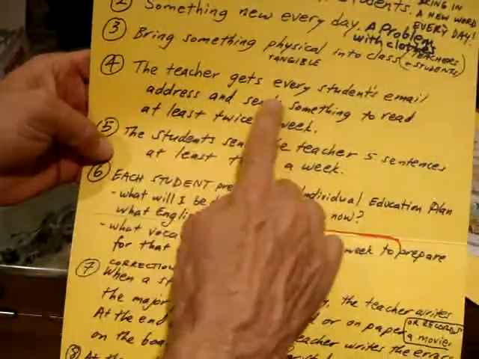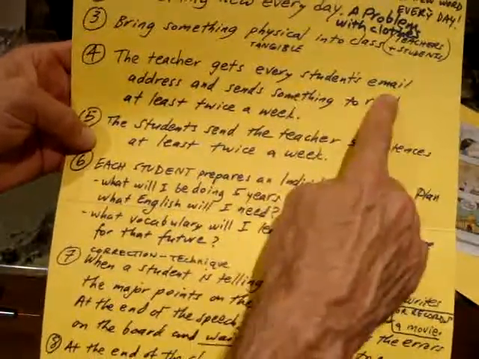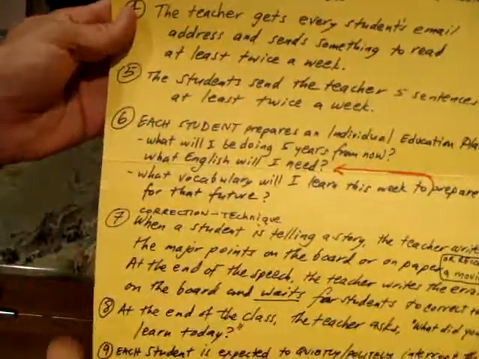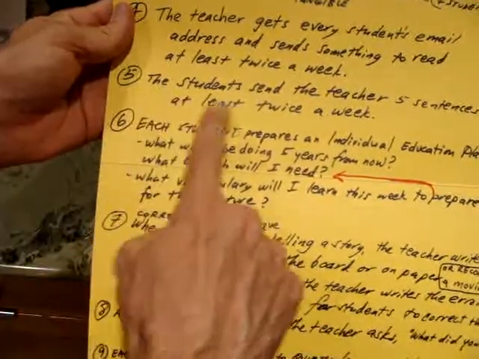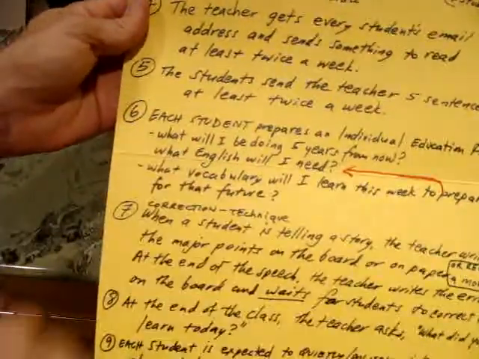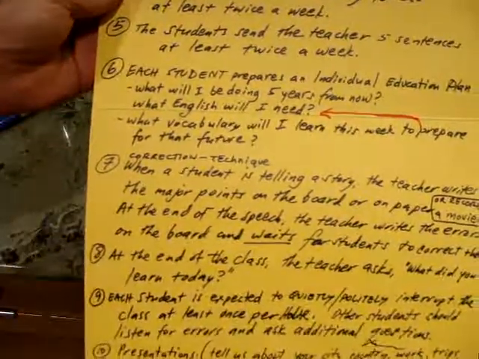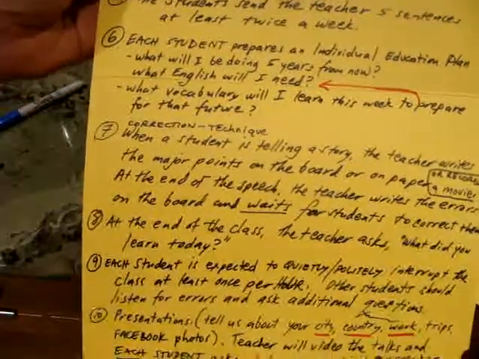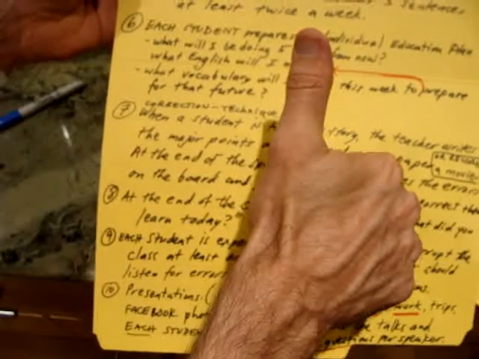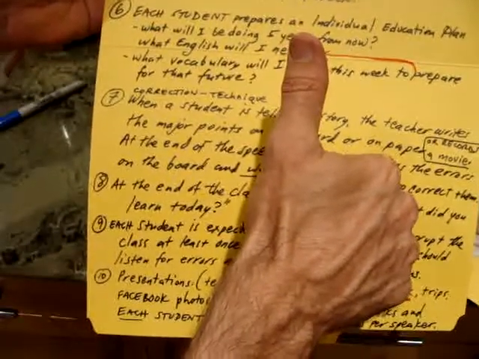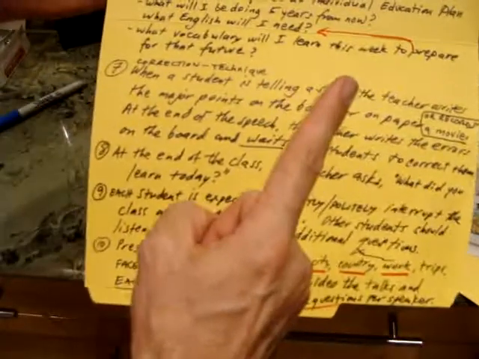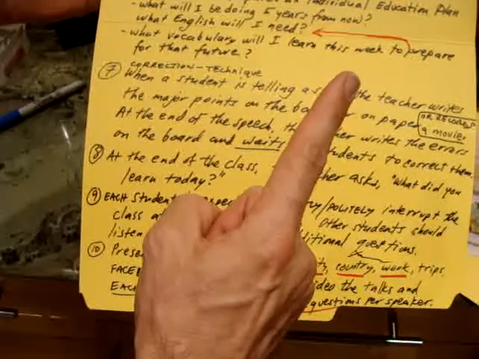Number 4, the teacher gets every student's email address and sends something to read at least twice a week. 5, students send the teacher 5 sentences at least twice a week. Each student prepares an individual education plan. What will I be doing 5 years from now, and what English will I need then? So this week, what vocabulary will I learn to prepare for that future?